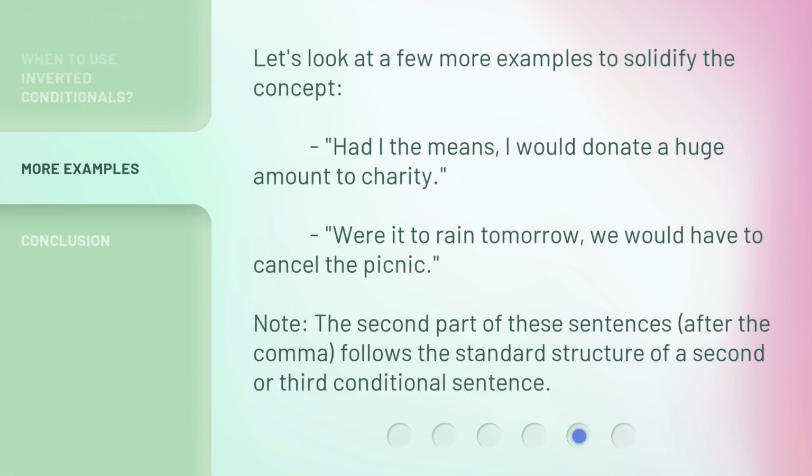Let's look at a few more examples to solidify the concept. "Had I the means, I would donate a huge amount to charity." "Were it to rain tomorrow, we would have to cancel the picnic." Note: the second part of these sentences, after the comma, follows the standard structure of a second or third conditional sentence.